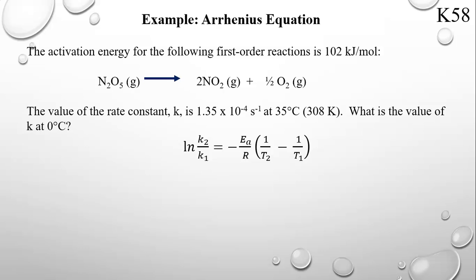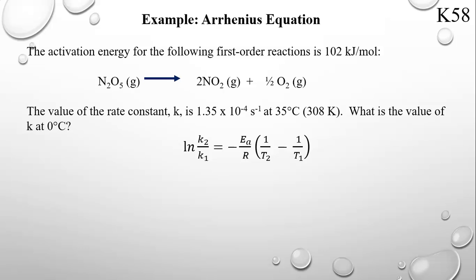So the activation energy for the following first order reaction is 102 kilojoules per mole. The value of the rate constant K is 1.35 times 10 to the negative fourth at 35 degrees centigrade. You have to convert that to Kelvin, so that's 308 Kelvin. What is the value of K at 0 degrees centigrade, which would be 273 Kelvin? So in other words, we know the rate constant at 35. We want to know what the rate constant would be at 0.